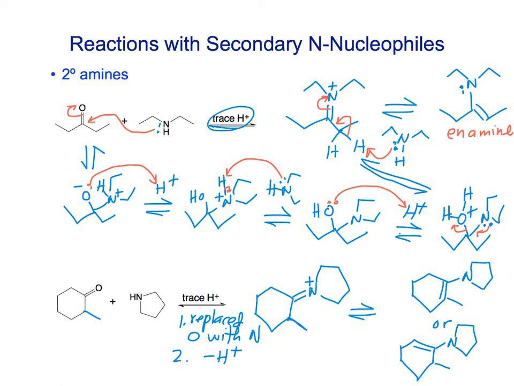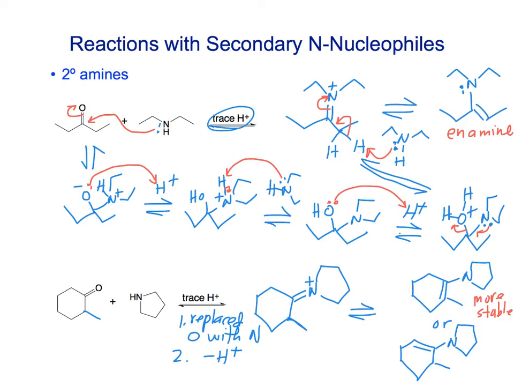Okay, it's just using the same stuff that we learned before, right? So this one here would be more stable. And if this is all under equilibrium, and if we can drive it toward the product, then we would get more of the more highly substituted enamine. Okay?